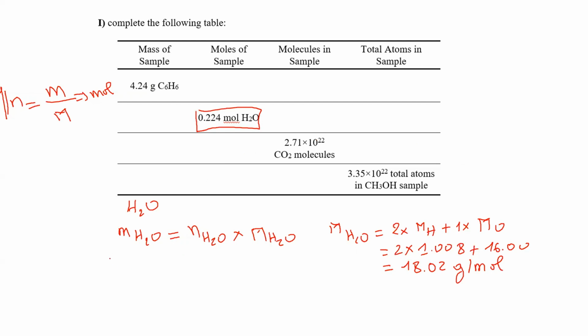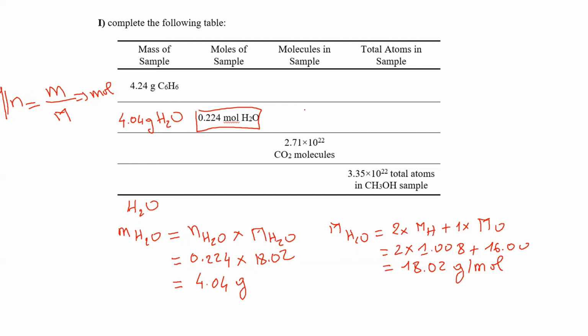So the mass that was initially used for water will be equal to the number of mole, which is 0.224 times 18.02. Always keep in mind the number of significant figures. We have 3 here, we have 4 here. The result should have 3 significant figures. And if you calculate it, it is equal to 4.04 gram. So the mass here is 4.04 grams of water. Now we have the mass, we have the number of mole. We need to calculate the number of molecules in the sample.